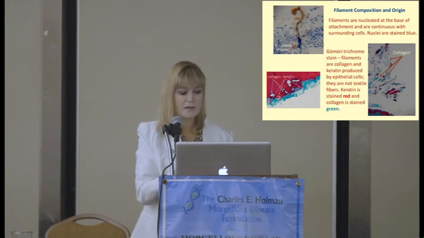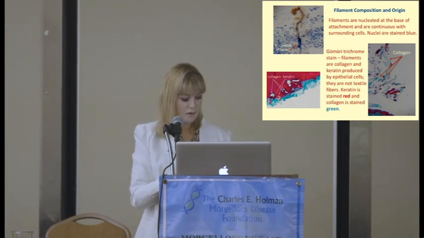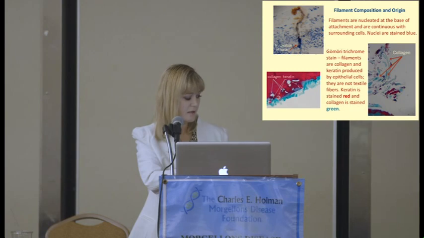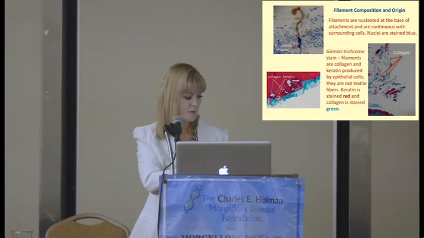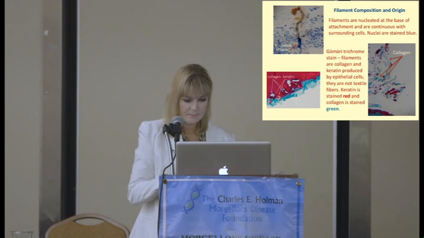So we know exactly what cells these things come from. We also did some special staining called Gomori trichrome, and this showed that these filaments are composed of collagen and keratin. Keratin is always stained red and collagen is stained green, and collagen is produced by fibroblasts in the dermis, and keratin is produced by keratinocytes that are in the basal cell layer.